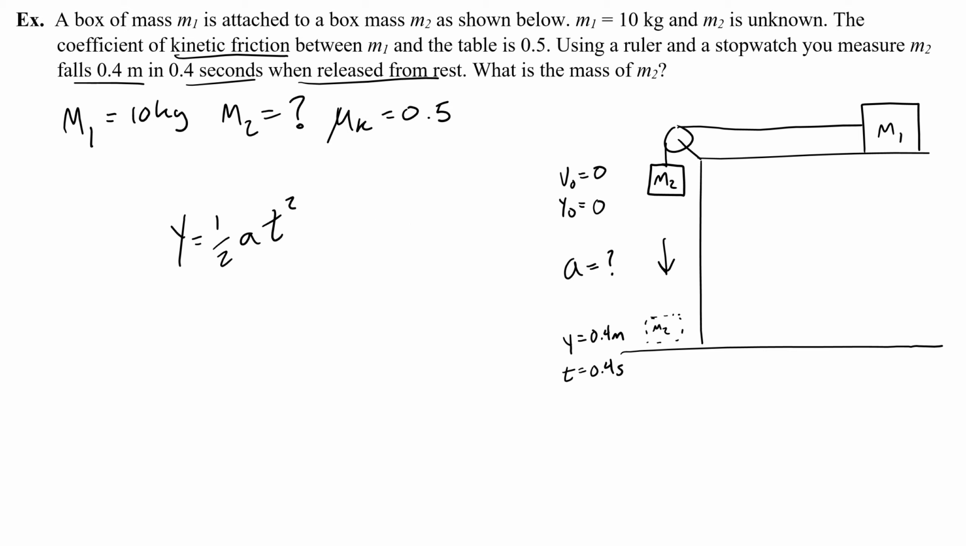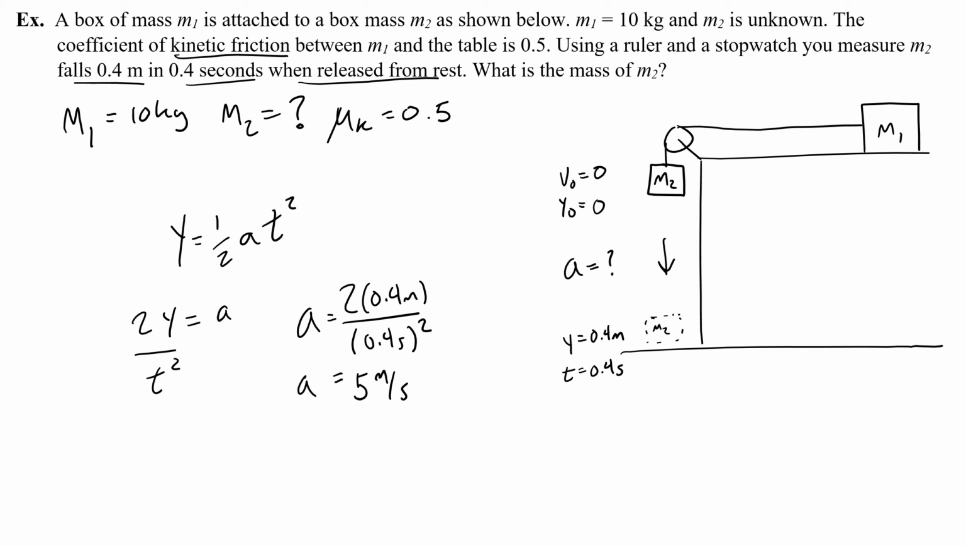And I want the acceleration, which means I multiply both sides by 2. Then divide both sides by time squared. So the acceleration is 2 times 0.4 over 0.4 seconds squared. Okay, so 0.8 divided by 0.4 times 0.4 is 5. Like the whole thing is 5 meters per second squared. Okay, so that's the acceleration. I'm going to write that up here and save it, then continue working on the problem.